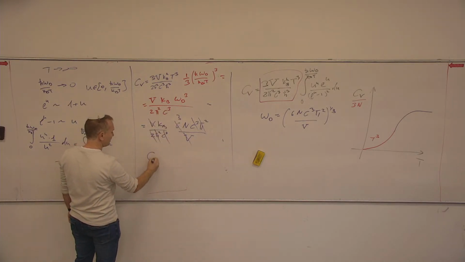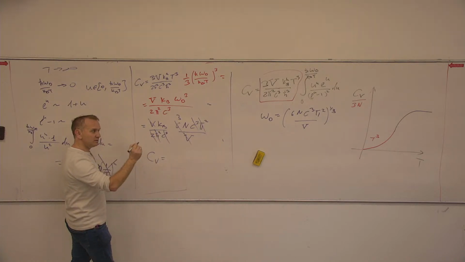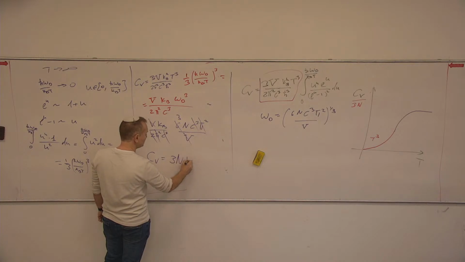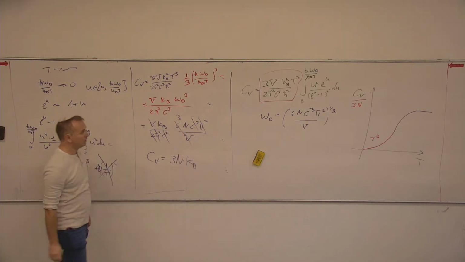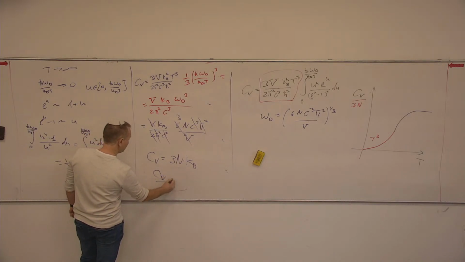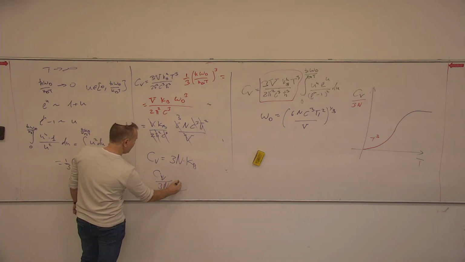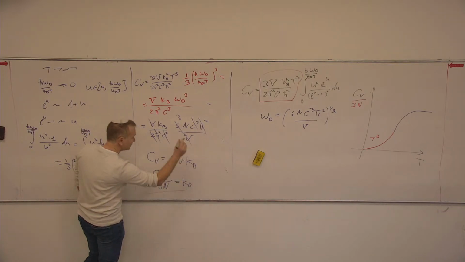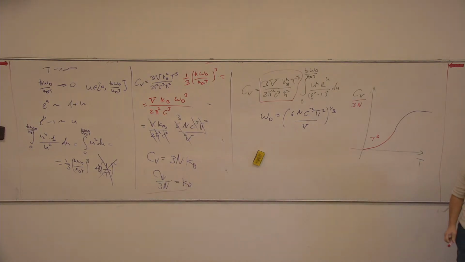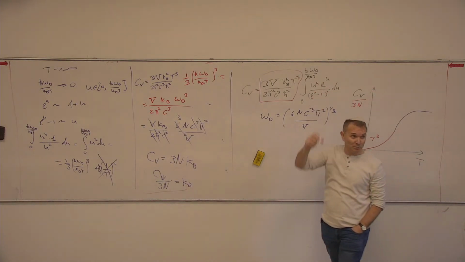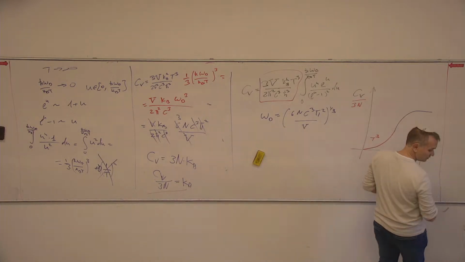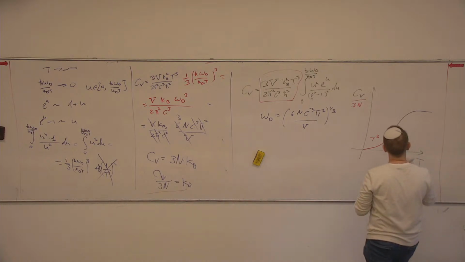We obtain an extremely nice formula: C_V equals 3N multiplied by k Boltzmann, or C_V divided by 3N equals k Boltzmann. So this is a universal constant for all solids. If we know approximately how many particles there are inside the system, this constant is always k Boltzmann.